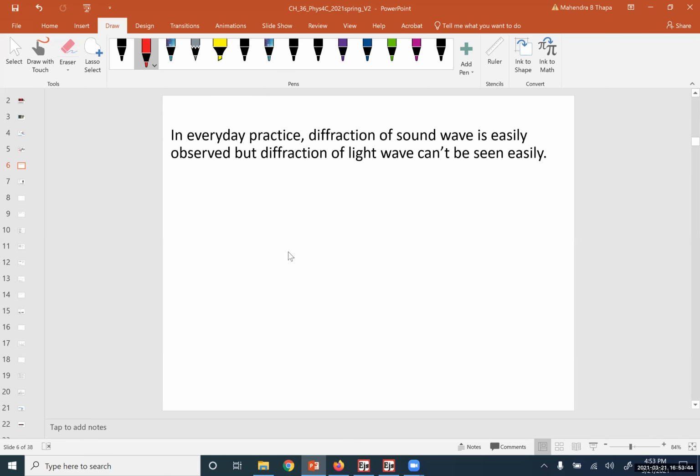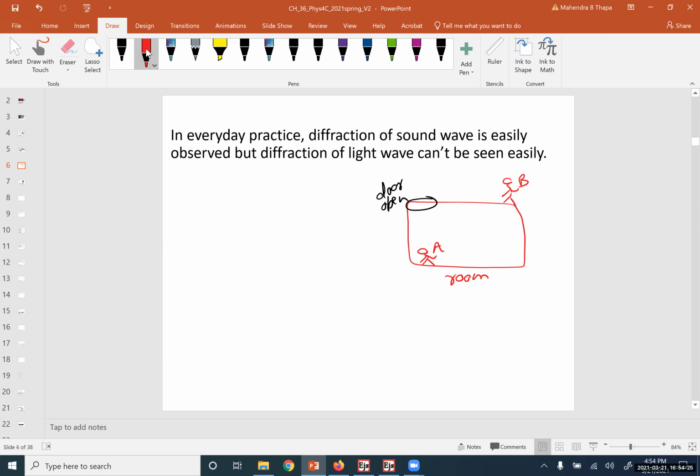So in our everyday life, the diffraction of sound is easily observed, but the diffraction of light wave cannot be easily seen. For example, say we are in this room. Okay, this is our room. Say we have a door over here. This door is open. Say we have two people sitting. One person is just near the door, in front of the door. Your friend, the other person, is just here. So person A and person B.